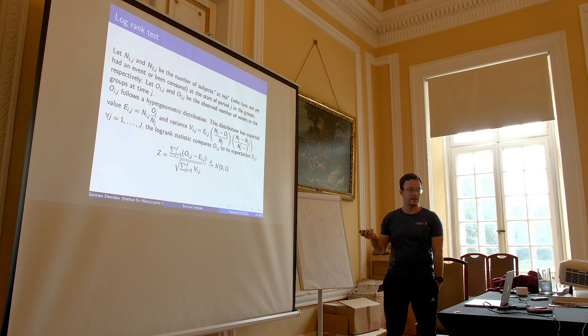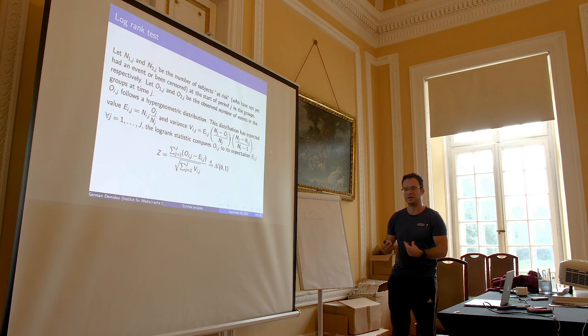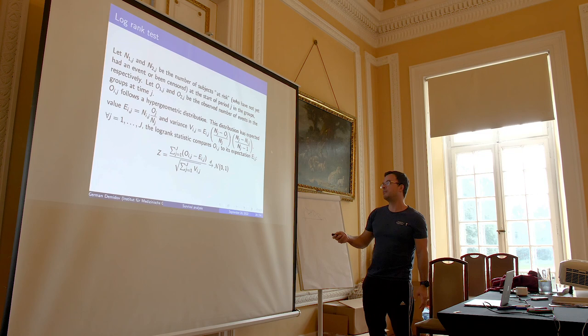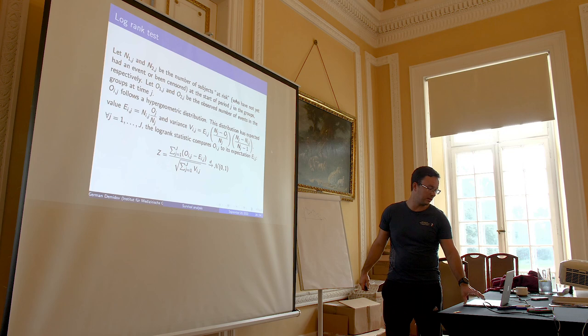So the standard statistic is a standard normal distribution. As in the proportion test, we take the observed value. For example, we observed 30 patients died in the group of high-grade glioma, and we look at expected values. We expect only 20 patients to die in the glioma group if there is no difference between the groups. Then we divide by the variance and we get a standard normal distribution from 0 to 1. From the standard normal distribution, this bell shape, we can get the p-value. Kaplan-Meier in this sense is very easy.